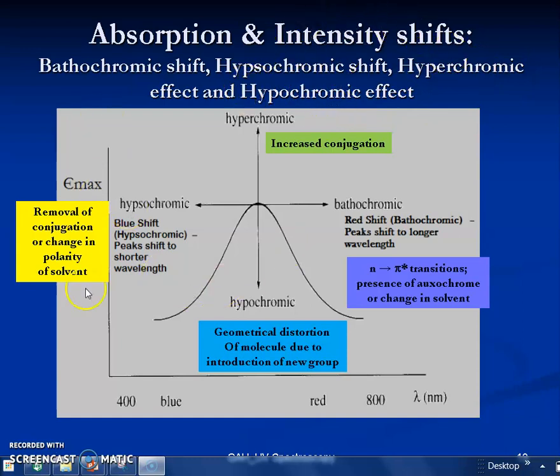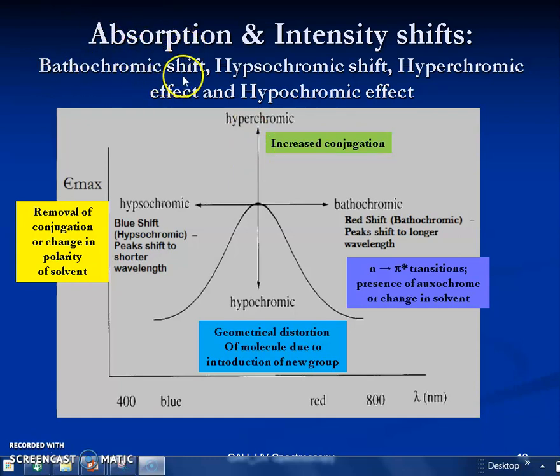So we have a graph here which represents the molar absorptivity versus the wavelength. The wavelength range which I have chosen here is from 400 to 800, that is the visible region, starting from the blue end and ending at the red end of the spectrum. We find all four absorption and intensity shifts in this particular diagram. Let me go for the absorption shifts first.